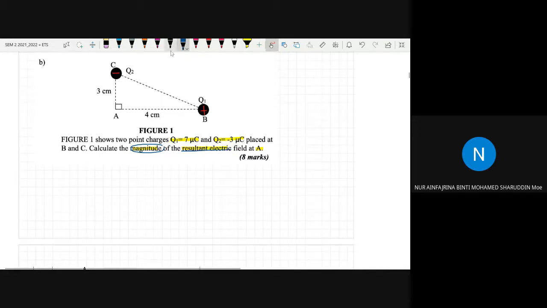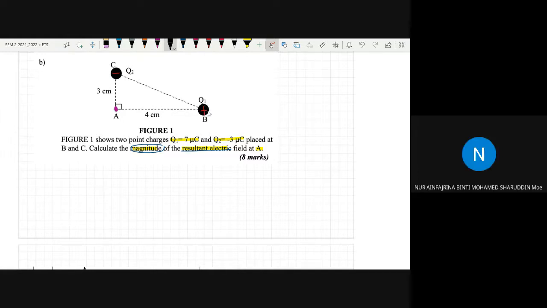So first step, what should I do? Anyone? What should Miss do? Draw the direction. Very good, Sinjay. Yes, draw the direction. Now I have a question. For charge 1, is the direction of the electric field towards the right or to the left? To the left. Very good.